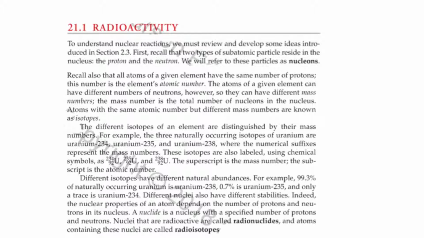Different isotopes have different natural abundances. For example, 99.3% of naturally occurring uranium is uranium-238. 0.7% is uranium-235, and only a trace is uranium-234. Different nuclei also have different stabilities. Indeed, the nuclear properties of an atom depend on the number of protons and neutrons in its nucleus. A nuclide is a nucleus with a specific number of protons and neutrons. Nuclei that are radioactive are called radionuclides, and atoms containing these nuclei are called radioisotopes.